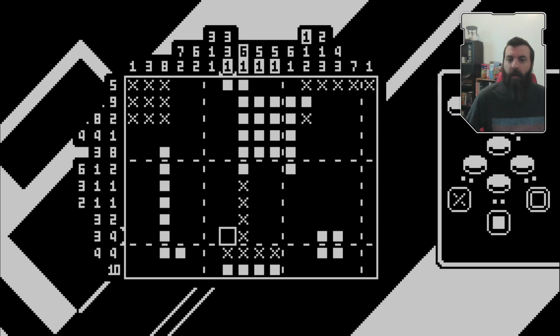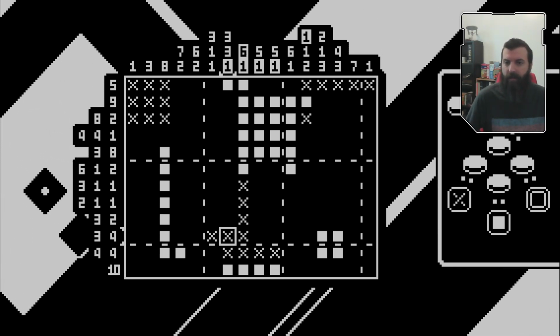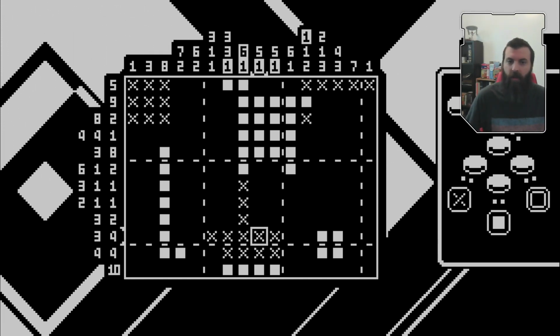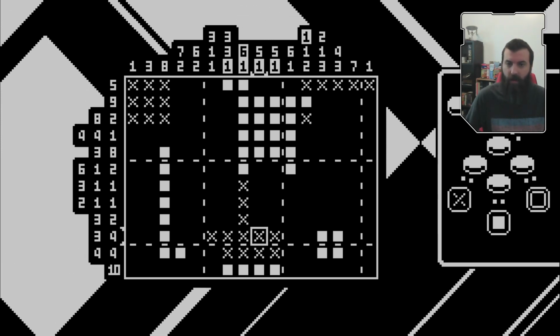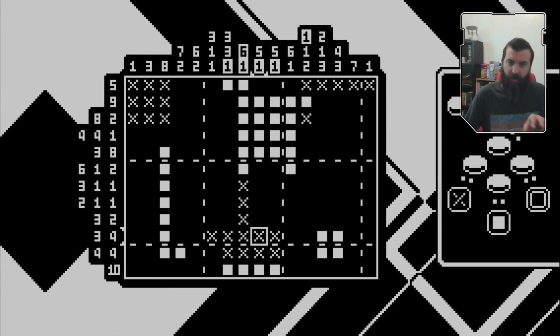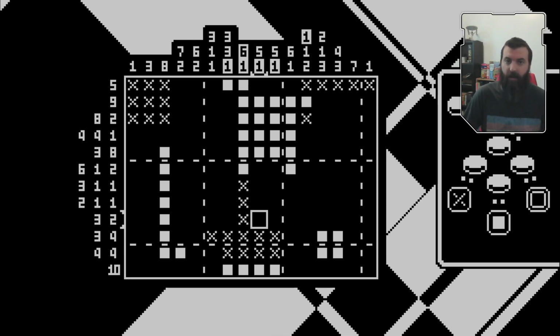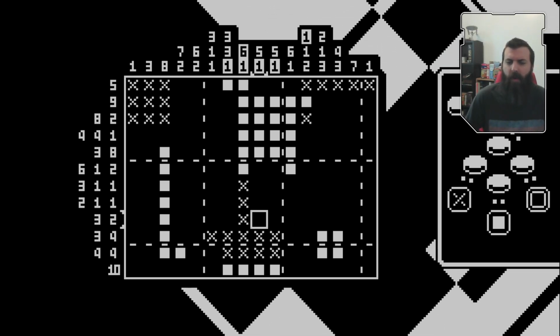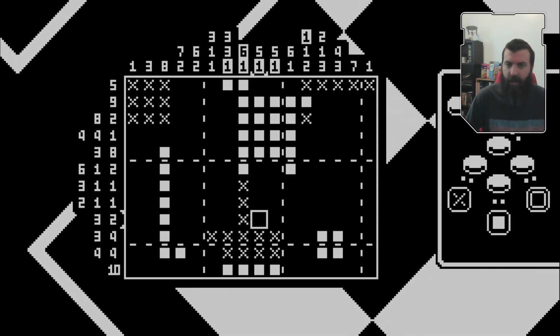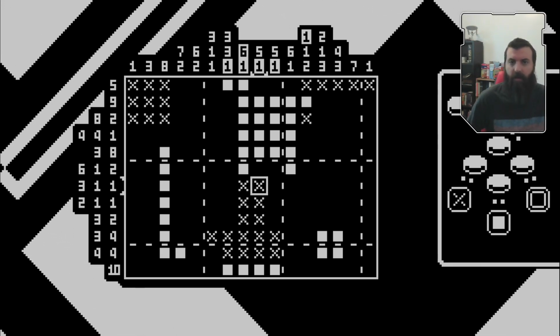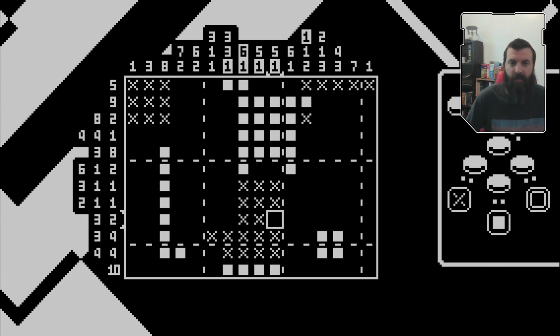Good news for us, because we also close out a lot of information. This row right here, we know 4 couldn't reach over in the 3. We also know that this vertical 5 here couldn't reach down here, here.